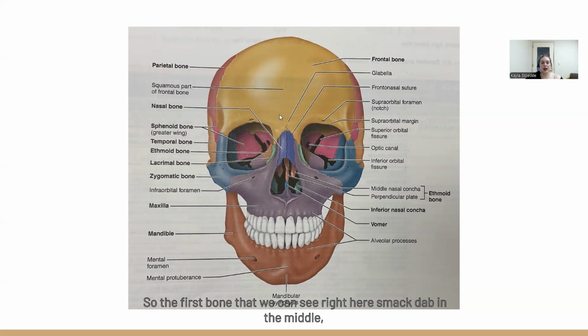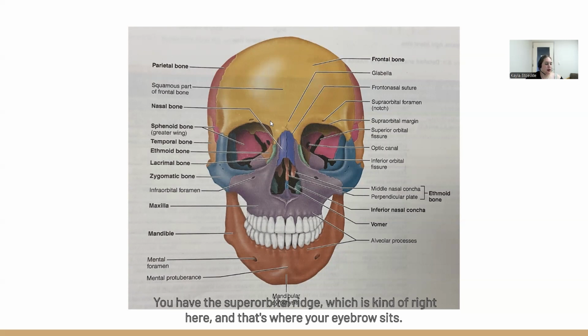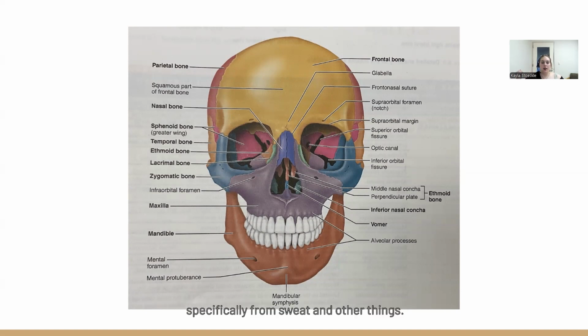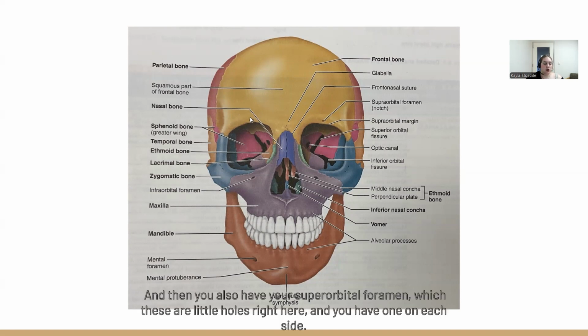So the first bone that we can see right here, smack dab in the middle, where your forehead is, is the frontal bone, and that correlates with the frontal region, which should hopefully help you remember it a little bit better. And so the frontal bone has two structures that you'll want to remember. You have the supraorbital ridge, which is kind of right here, and that's where your eyebrow sits. And so it is a little bit elevated to also have your eyebrow there to protect your eye, specifically from sweat and other things.